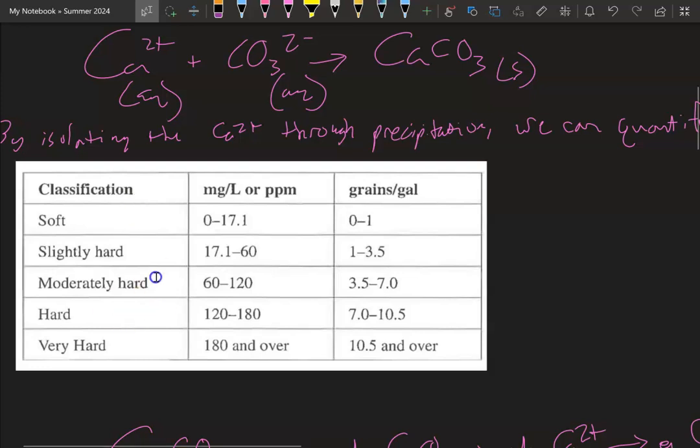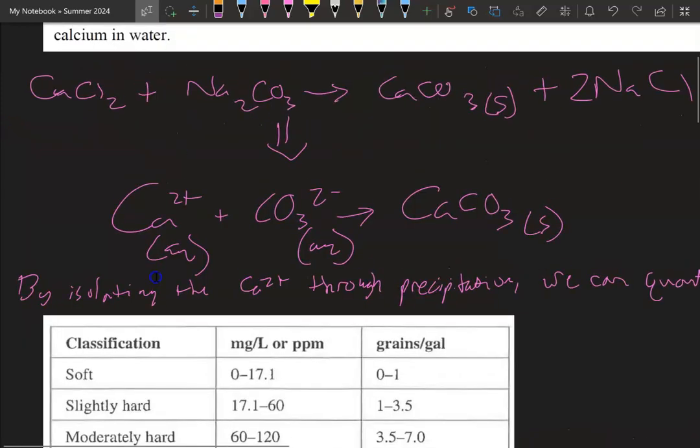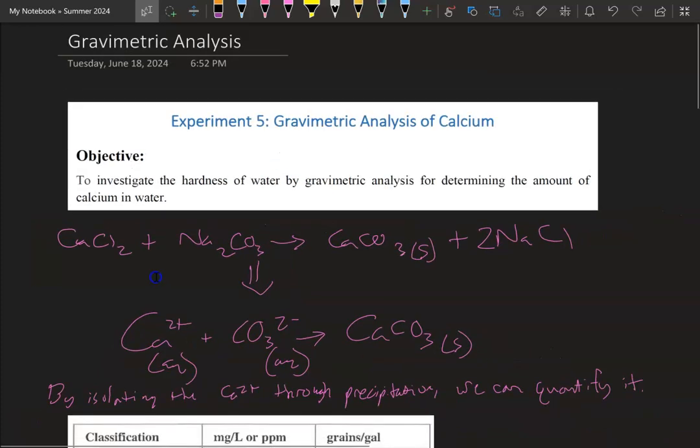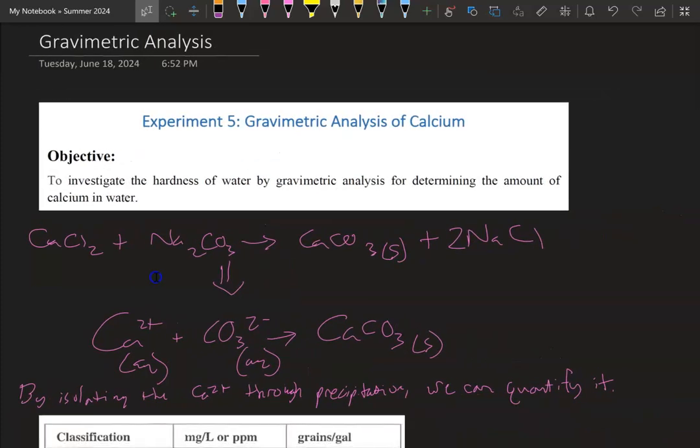And so our focus today is going to be to determine how hard the water is that we have in our lab. So to do this, we're going to have to isolate the ions that are present. Now, in our case, we've spiked it with some calcium, and spiking it just means that we know what mineral, what element, is present.